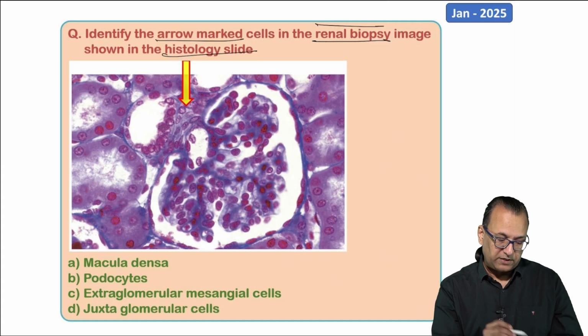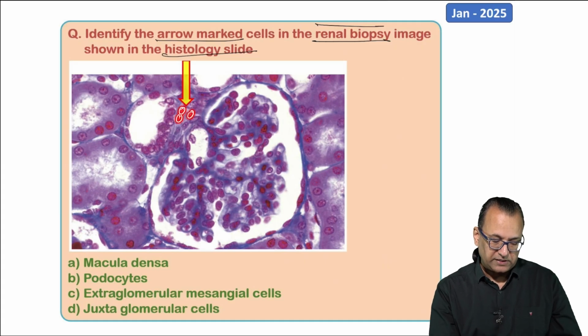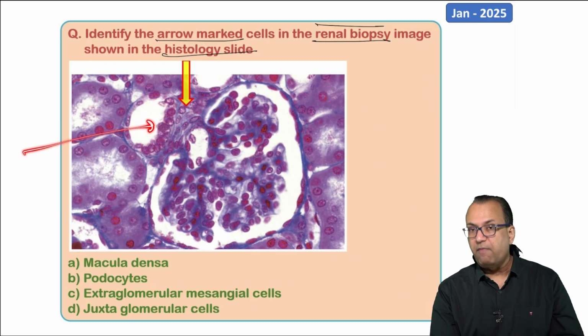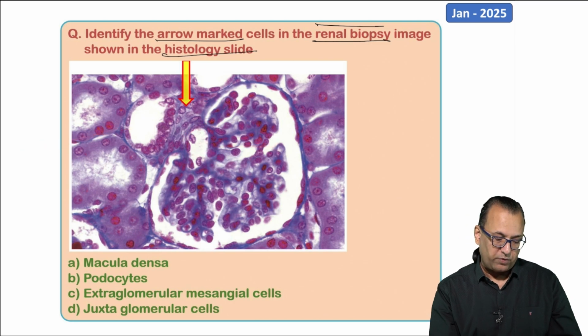You will notice that we are talking about a cluster of cells which are pale staining as compared with the macula densa of the DCT or the darker staining cells of the afferent arteriole. So this is the afferent arteriole, the JG cells. This is the DCT, so macula densa cells. They are neither pointing to macula densa, nor to JG cells. So what are they pointing to?